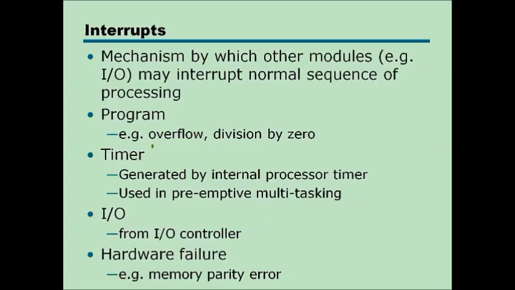So interrupts. Remember our topic last meeting is about interrupts. So just a recap: a mechanism by which other modules may interrupt the normal sequence of processing. For program, we have overflow or division by zero. Timer, generated by the internal processor timer, and also used in preemptive multitasking. Input-output, from the I/O controller. Okay? So we also have hardware failure.